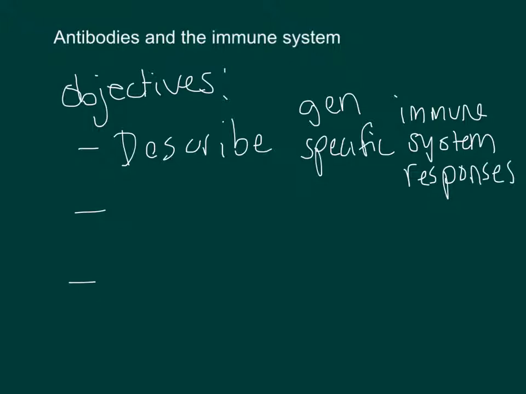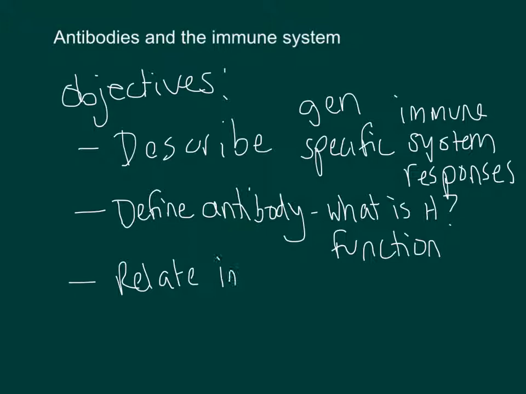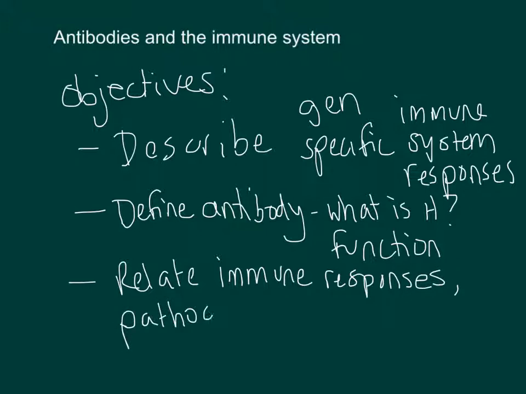Our second goal is that you should be able to describe or define antibodies. So basically, you know what it is, its function, and how it acts. And then lastly, you want to be able to relate immune responses, pathogens, which are things that cause disease, and biotech. Those are the three goals for this lecture. By the end you should be able to answer these prompts.